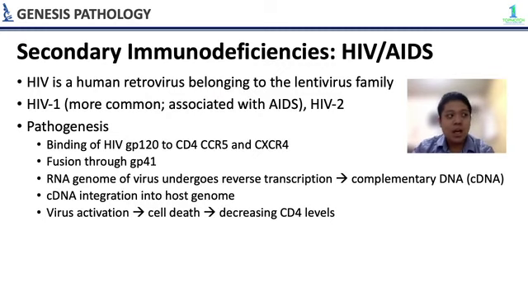So, hindi siya inherited, acquired siya. So, HIV is a human retrovirus belonging to the lentivirus family. So, you have two serotypes, 1 and 2, pero more common yung HIV 1 and associated with AIDS. So, yung pathogenesis niya, nagbabind yung GP120 to CD4. Tapos, meron siyang mga co-receptors called CCR5 and CXCR4.